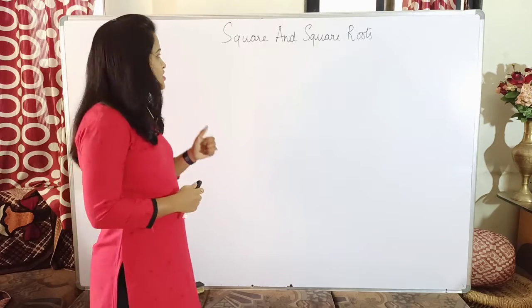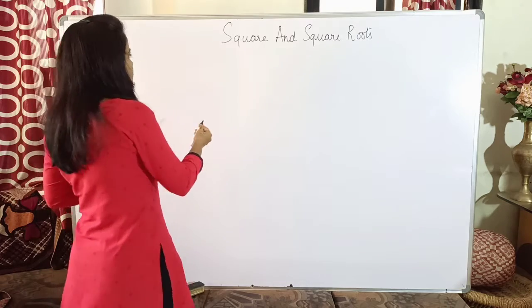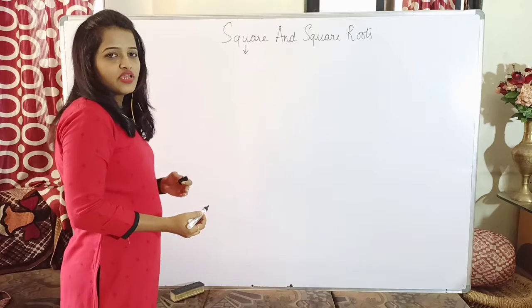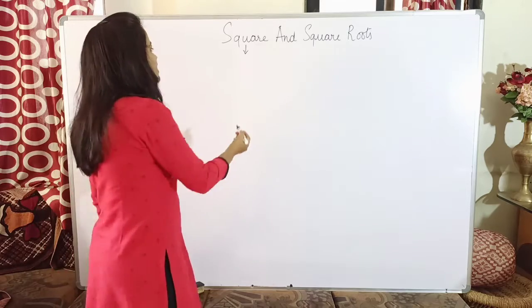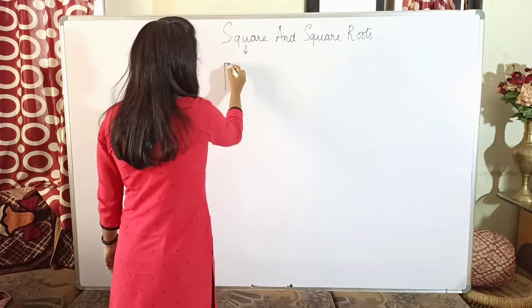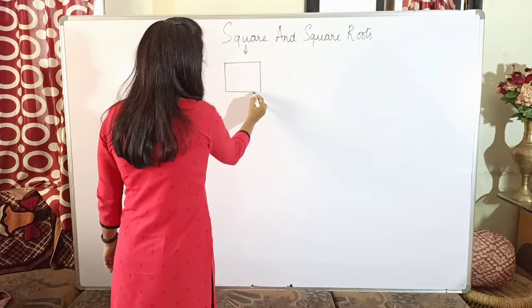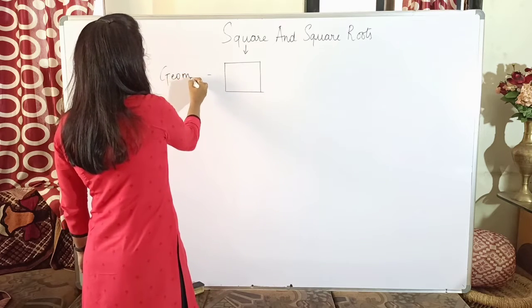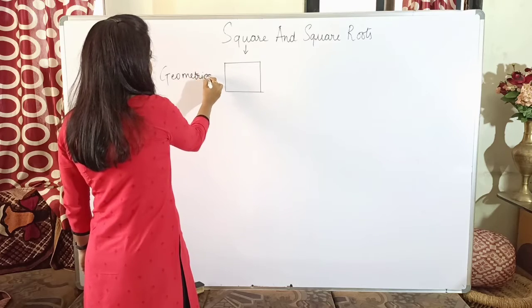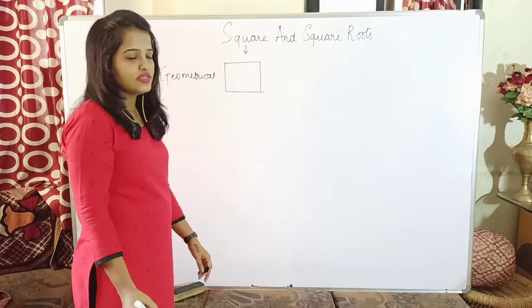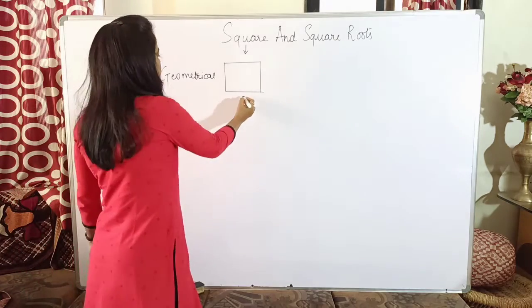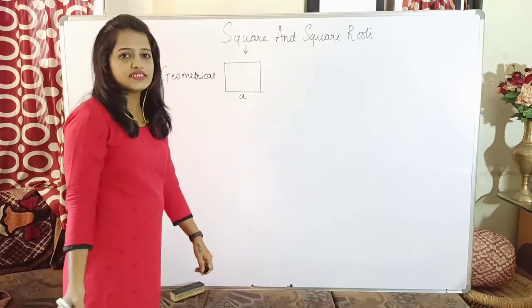Before going to see the properties, let us first explore what is the meaning of the word square. Geometrically, a square is a quadrilateral which has all sides equal as well as all angles equal. So this is the geometrical meaning of the word square. All angles are 90 degrees and the length of all sides are equal. Let us suppose the length of the side is a.